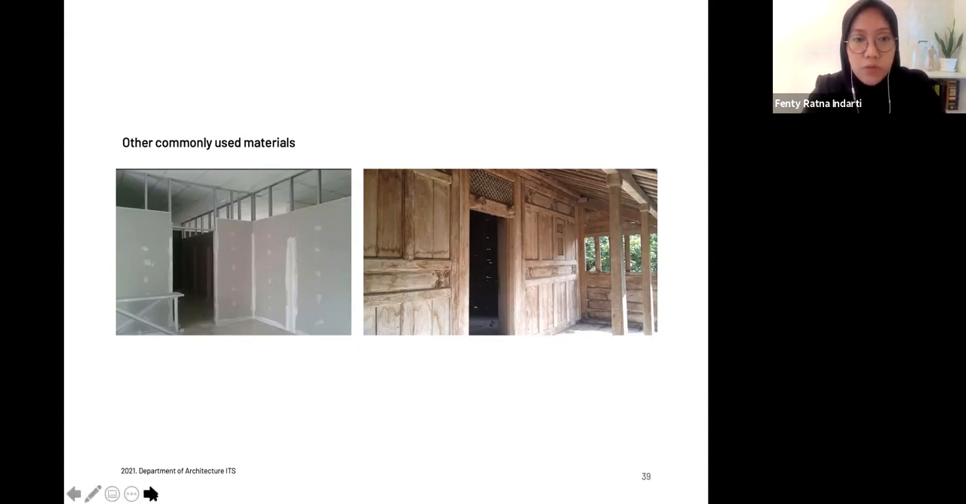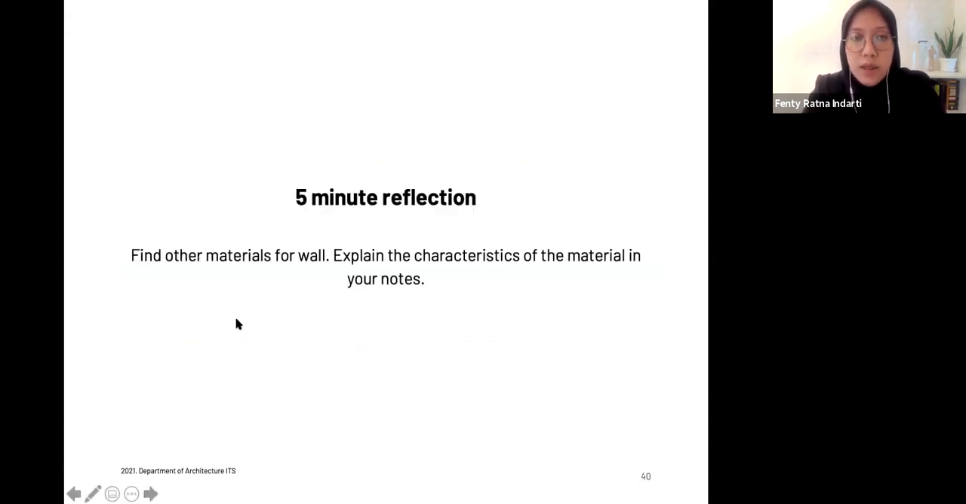Now we move on to the exercise. In 5 minutes, I think there are a lot of wall materials beyond what I have explained, specifically if we are talking about the advancement of technology. I need you to find other materials for walls. You can search on Google and try to explain the characteristics of the materials. Just put it in your notes.